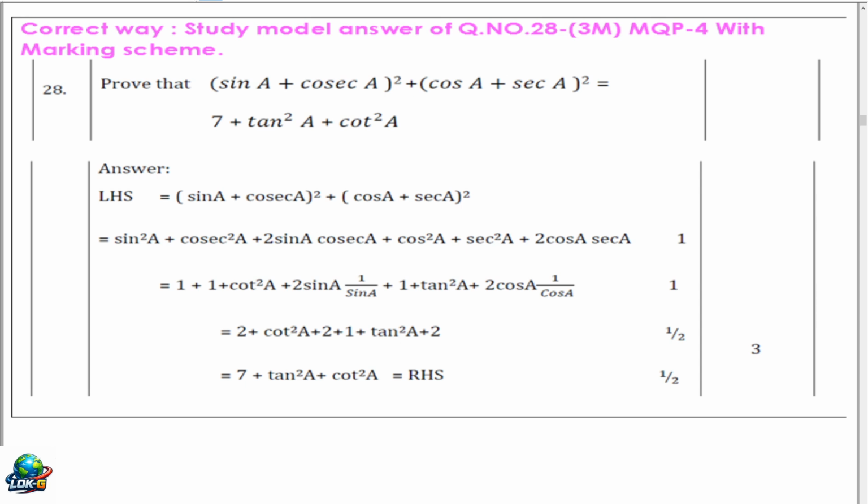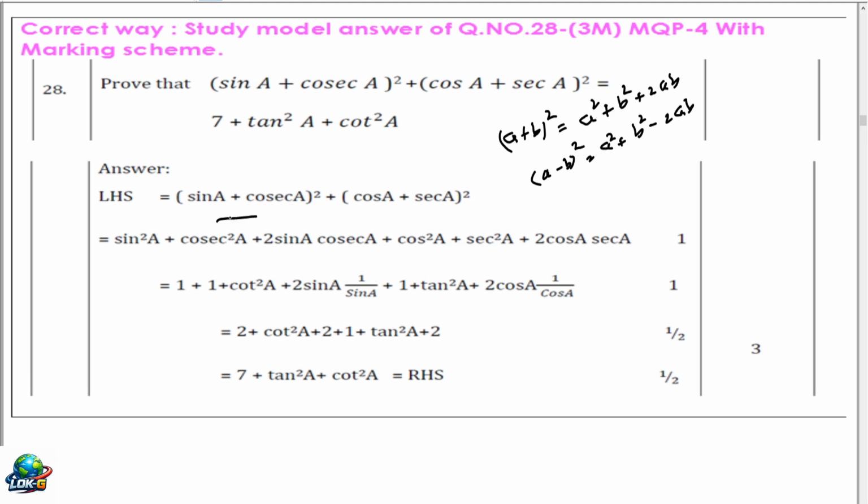Let us move on to model question number 4. Prove that (sin A plus cosec A) whole square plus (cos A plus sec A) whole square is equal to 7 plus tan square A plus cot square A. Easy question, my dear students. First of all, use the formula (a plus b) whole square. You have to apply it correctly. Many of you are not applying the formula correctly. It is a square plus b square plus 2ab. What is (a minus b) whole square? It is a square plus b square minus 2ab. We are using this formula here.